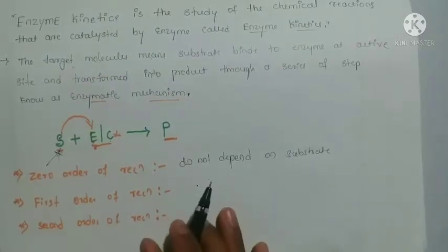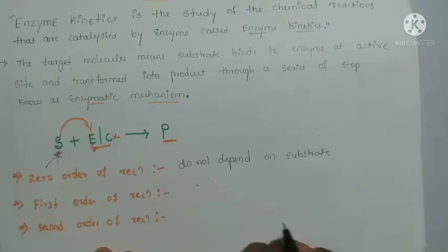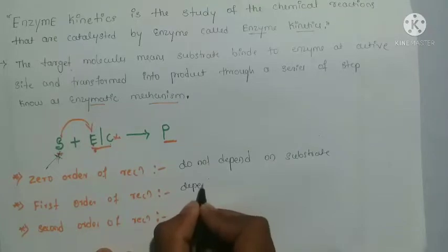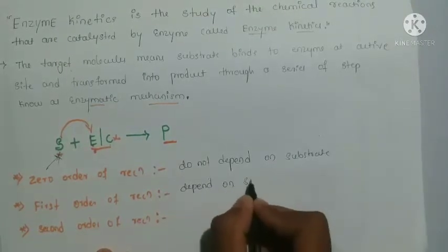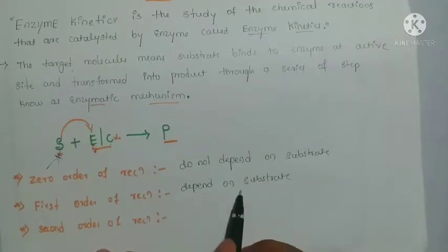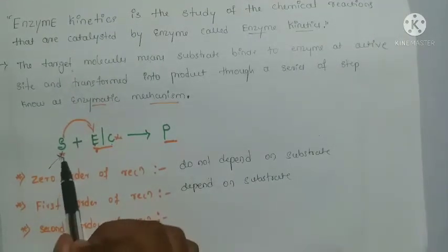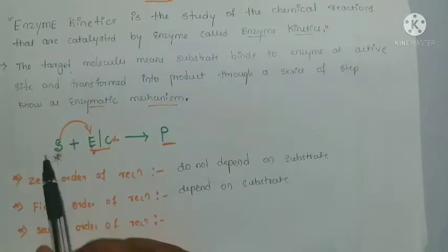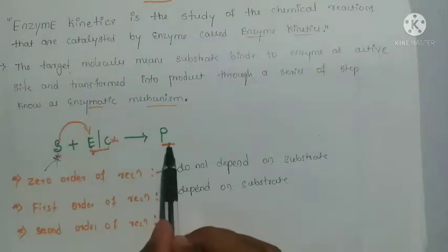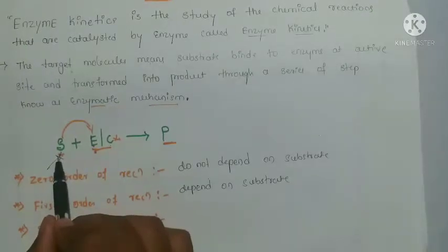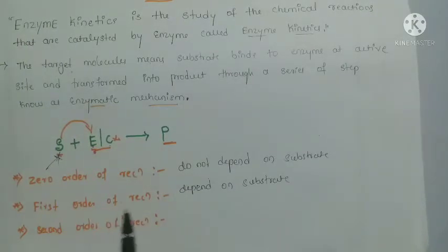The first order of reaction is the reverse of the zero order of reaction: it depends on the substrate. When the substrate concentration increases, the rate of the reaction, that is, the reactant being converted to product, becomes faster, and when the substrate decreases, the rate falls. The first order of reaction is fully dependent on the substrate.